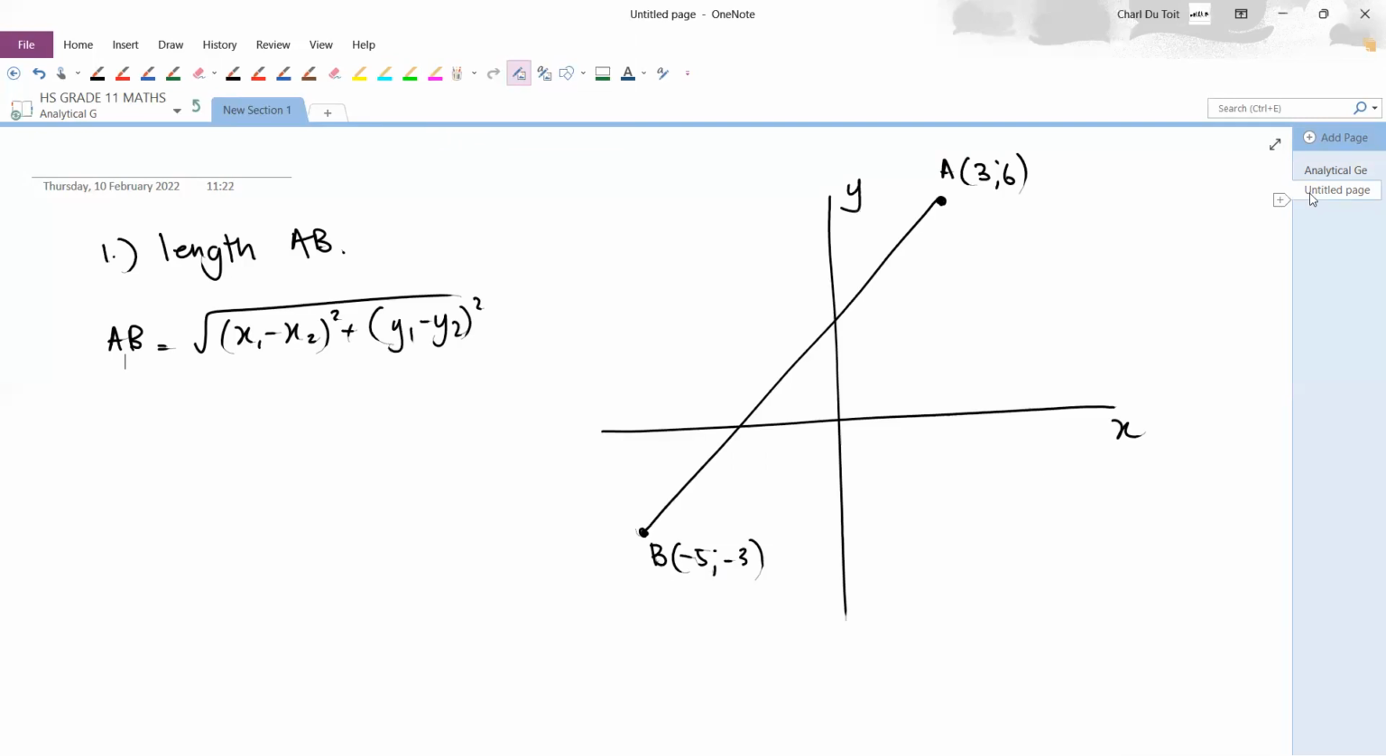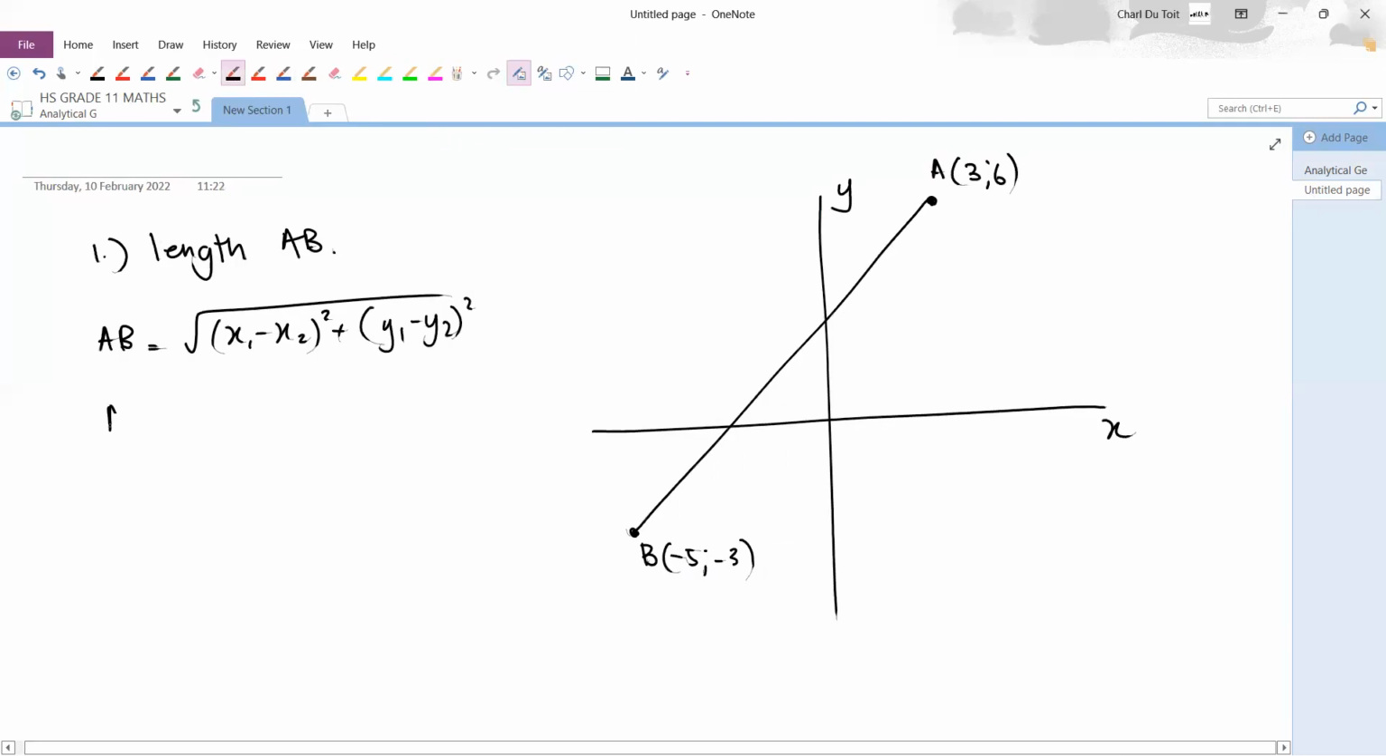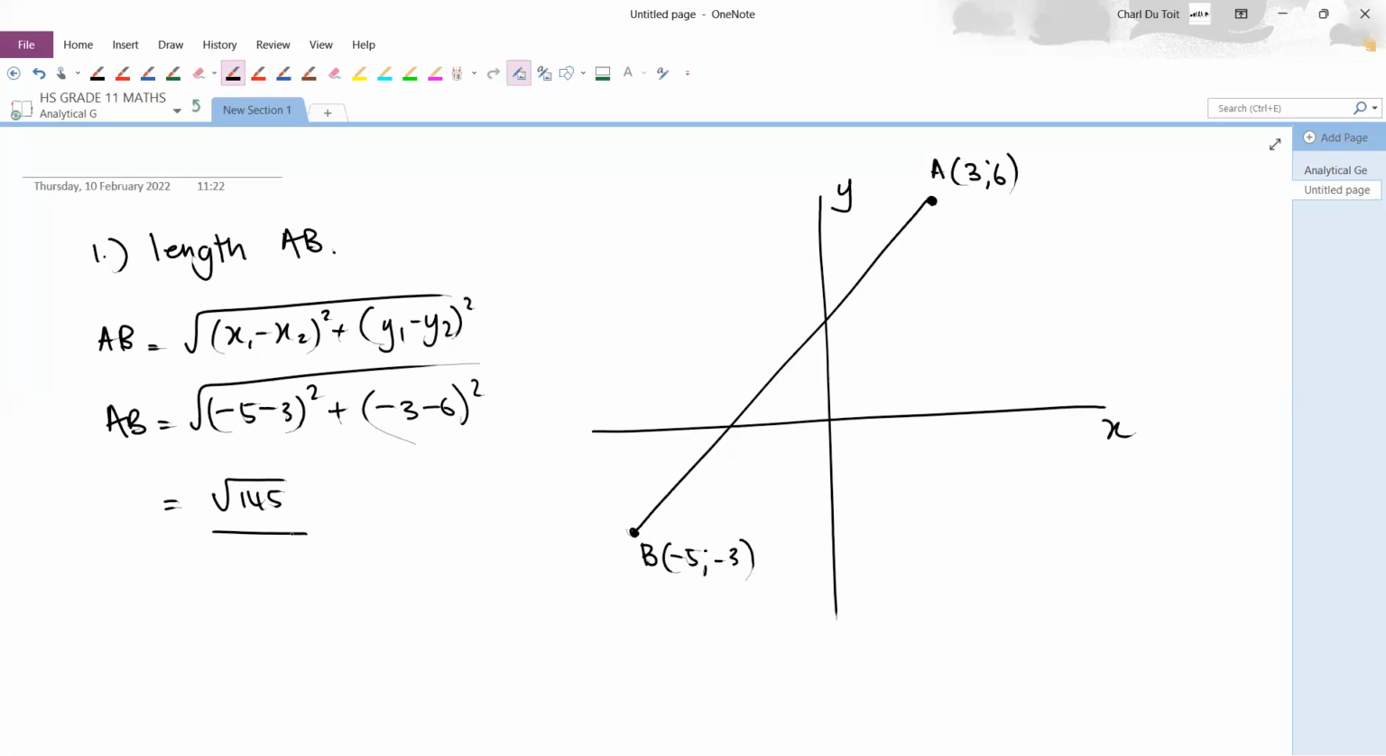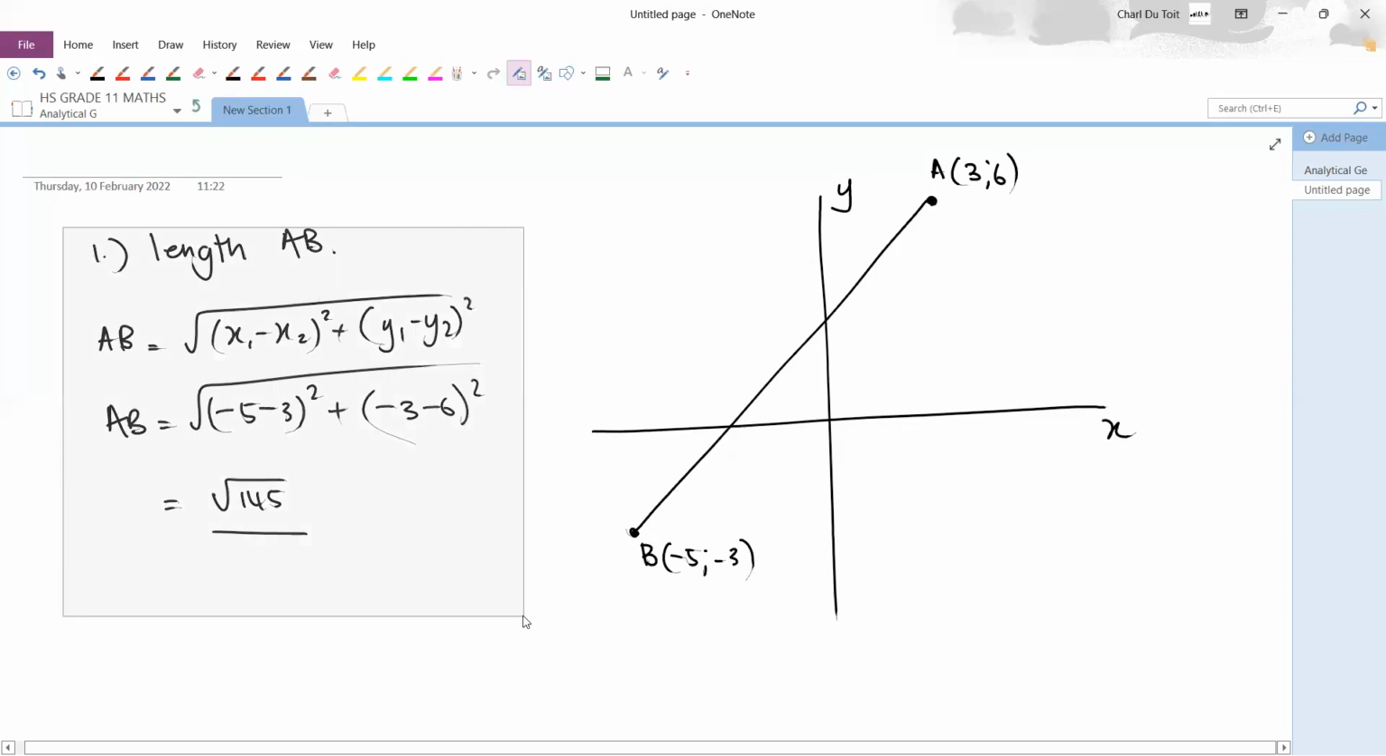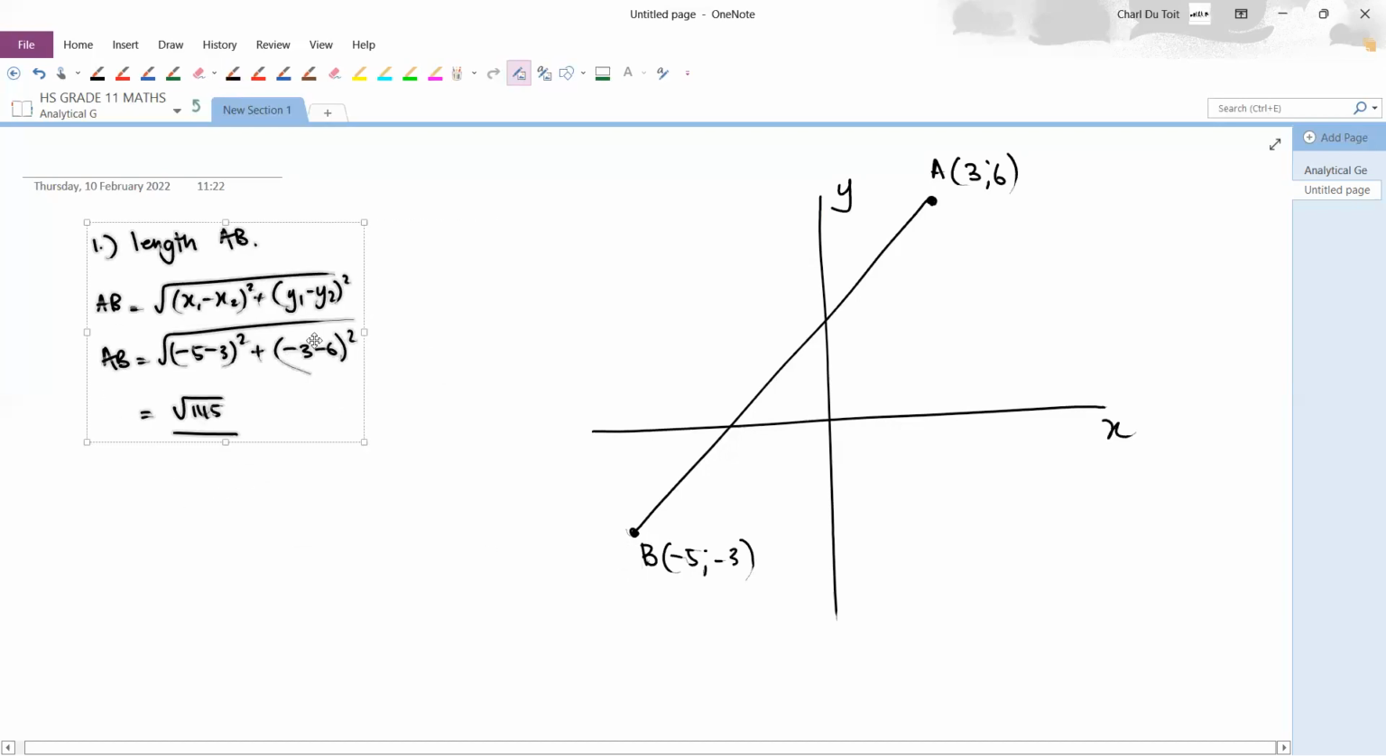Good. Okay, let's quickly do it together. So both of you've got AB equals the root of the first x value. Let's say (-5 minus 3) squared plus (-3 minus 6) squared. And the answer, please? Root 145. Your calculator will leave that as root 145. Yes. Good. Okay, so you could do this. This is like grade 10 work. Easy peasy. All right, the next part that you need to be able to do is what?